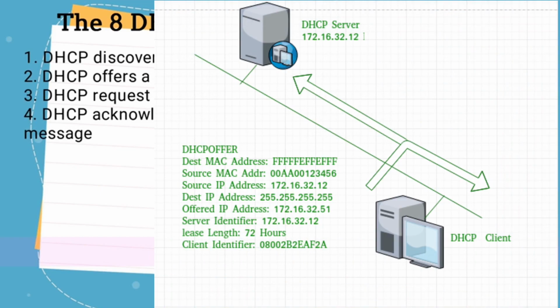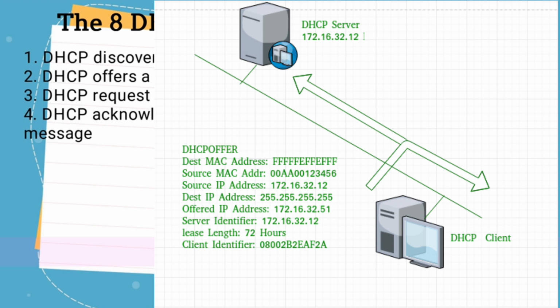DHCP offer message. The server will respond to the host with a message specifying the unleased IP address and the other TCP/IP configuration information. This message is broadcast by the server. The size of the message is 342 bytes. If there is more than one DHCP server present in the network, then the client host will accept the first DHCP offer message it receives. Also, a server ID is specified in the packet in order to identify the server.